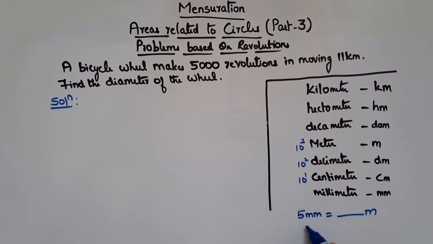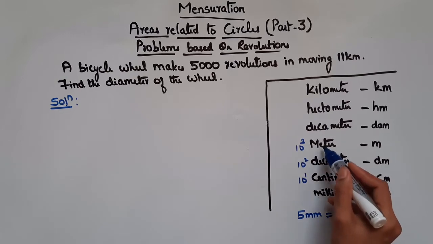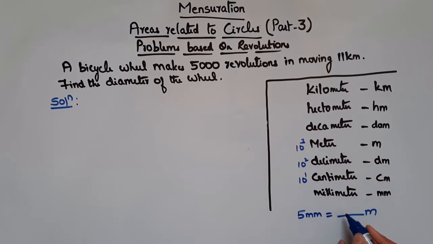Say here you have 5 millimeter, and you have to convert this to meter. Here we are going from a smaller unit to a bigger unit, so you have to divide by this number. So 5 by 10 power 3. I hope you are getting my point. Let me give another example.